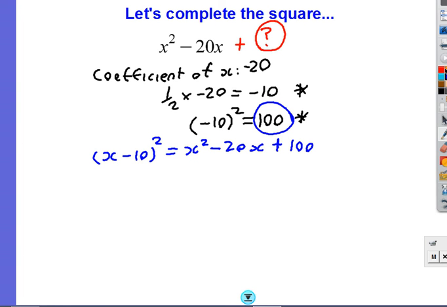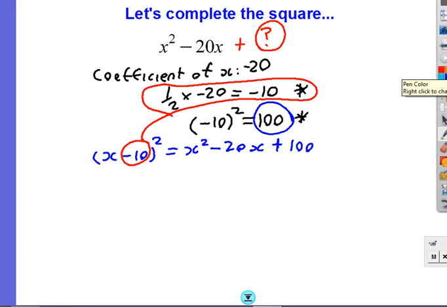So two things connect here. Where did we get this number? That was from here, halving the coefficient of x, and we got minus 10. And then we squared that, and we got the second number, this one. So that's a bit tricky, until you've done a few, then you get it.